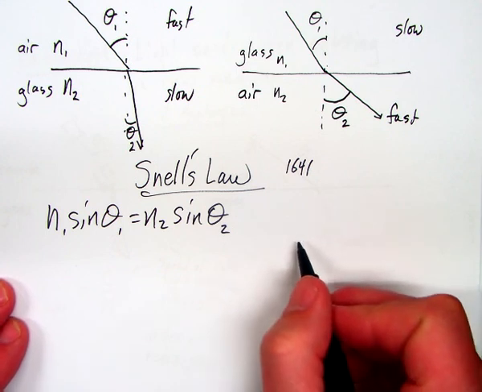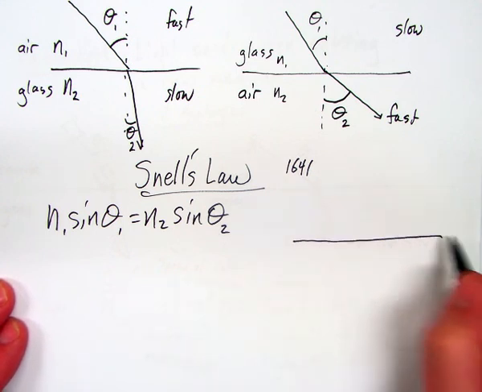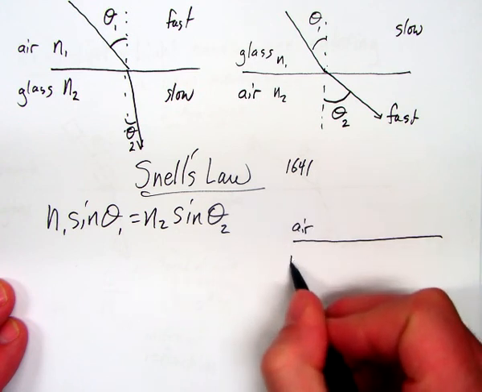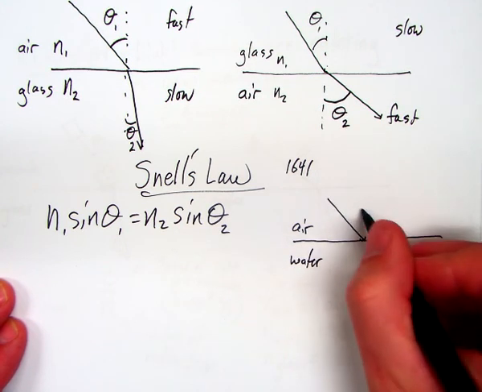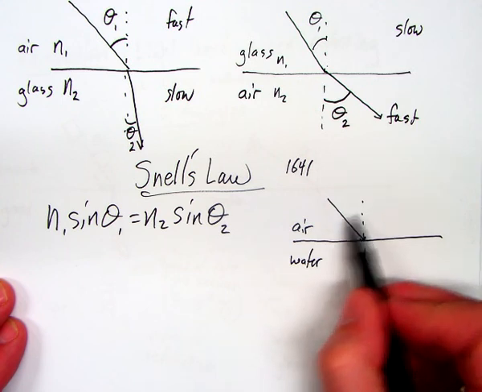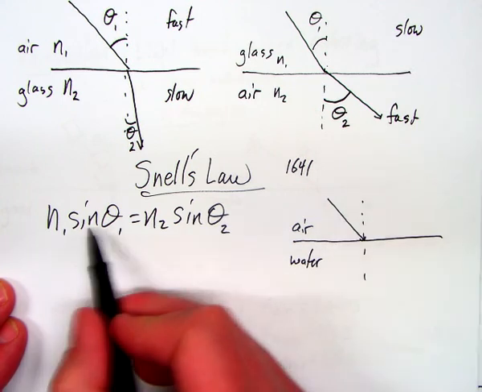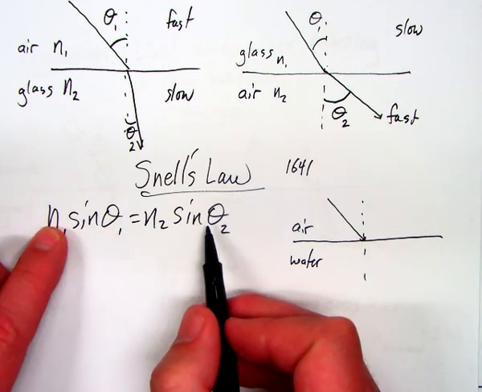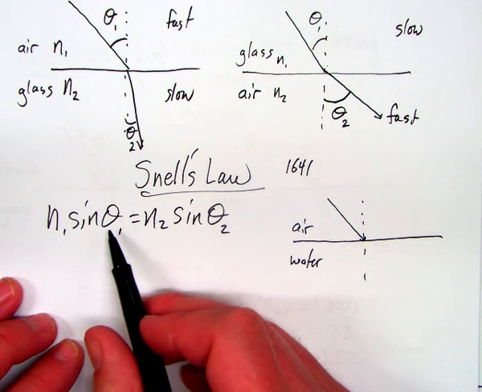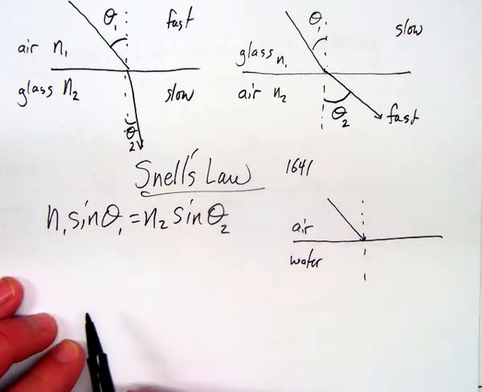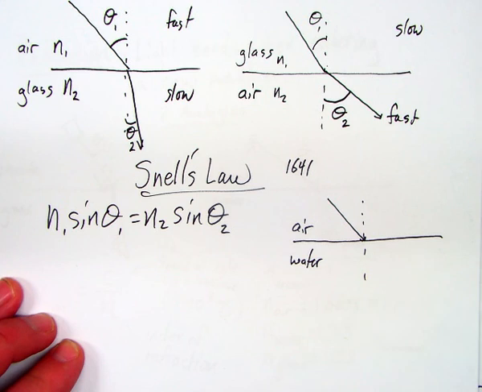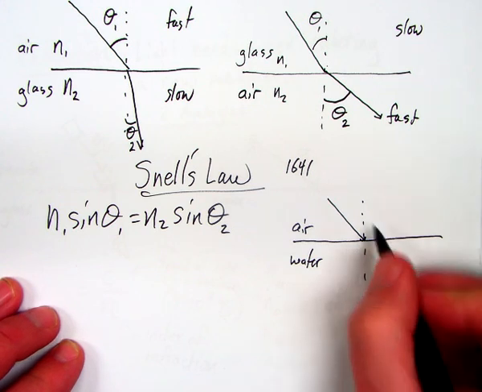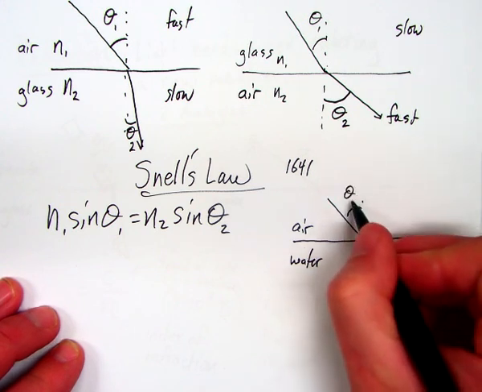Let's go air into water this time. Air, water. Light ray comes in at some angle. And by the way, if there's no angle, the sine of 0 is 0. So this kind of falls down when you have light coming in perpendicular. It just comes out perpendicular. There's no refraction there.